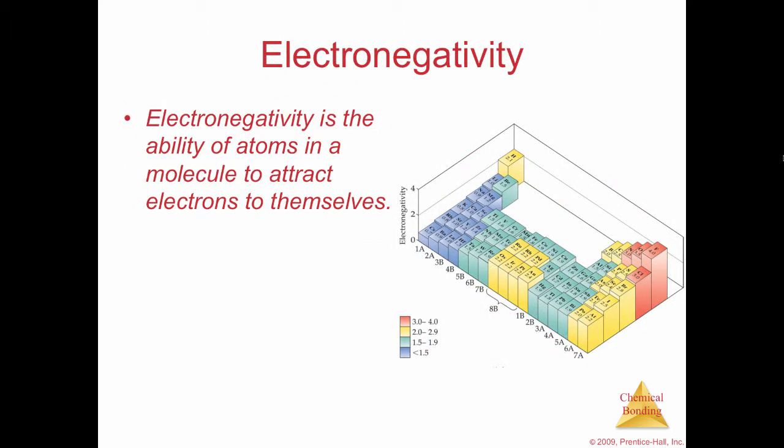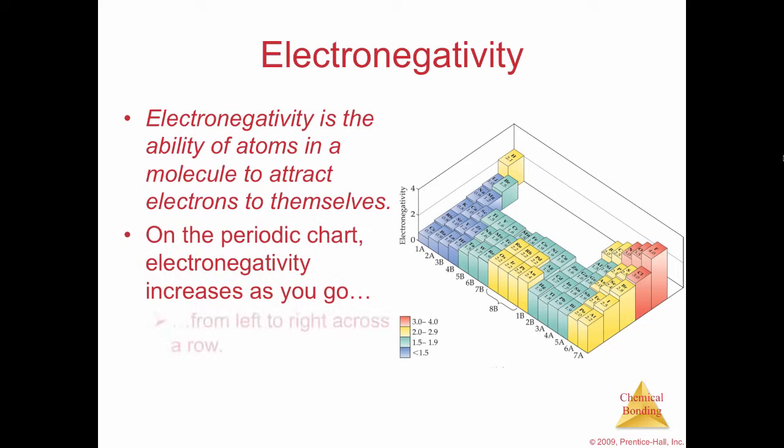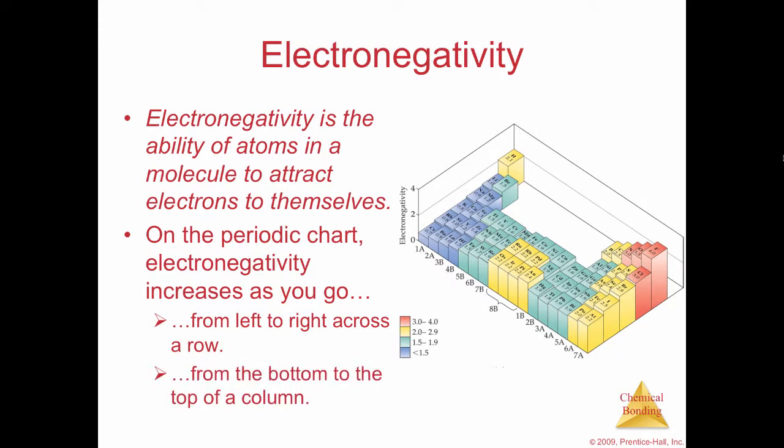Electronegativity is the ability of atoms in a molecule to attract electrons to themselves. On the periodic table, electronegativity increases as you go from left to right across the row and from the bottom to the top of a column. Fluorine has the highest electronegativity on the periodic table.